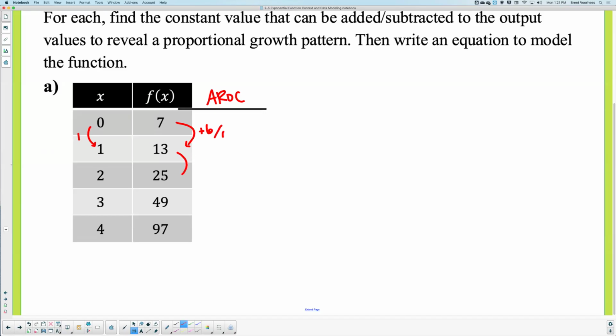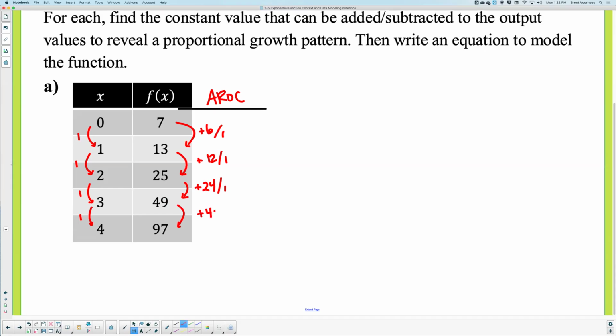Okay, and then you would go from 13 to 25, which is 12. And from 1 to 2 is a change of 1. Okay, and then how about from 25 to 49? And once again, 2 to 3 is 1, so I did 24 divided by 1. And finally, last one, 49 to 97. Anybody know that math?